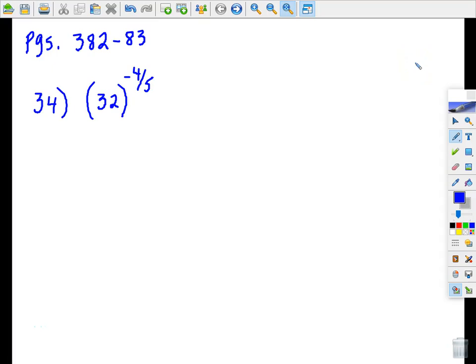In section 7.4, we're learning about the concept of rational exponents. The word rational, you can just think of the word fraction. And so, putting it very simply, we're learning how to take exponents that are in fraction form, as is the case with our number 34, and think about these rational exponents in radical form so that we can simplify them.